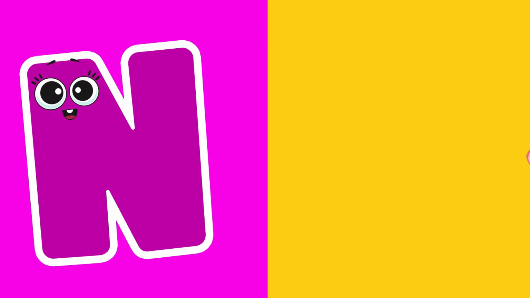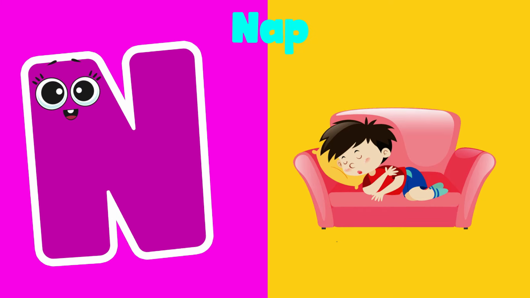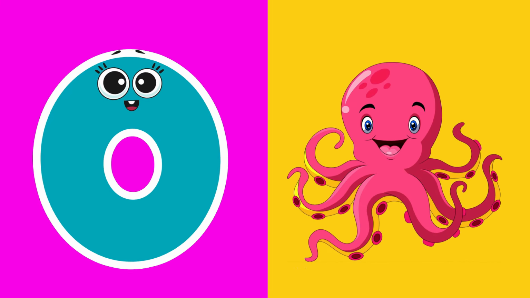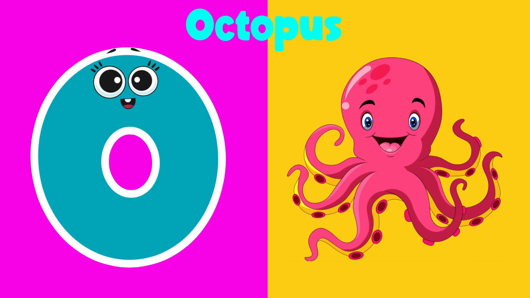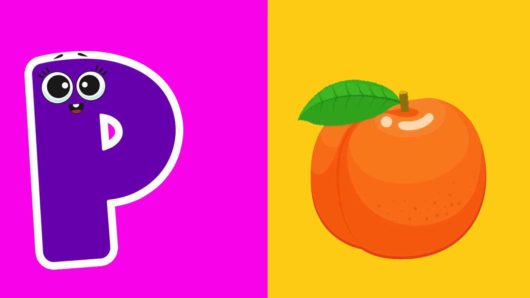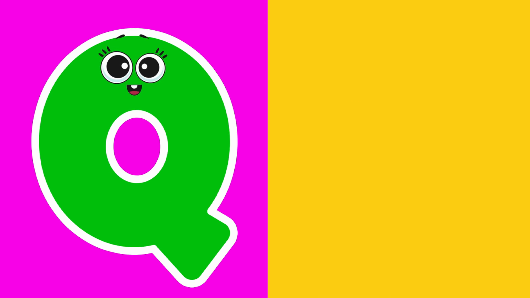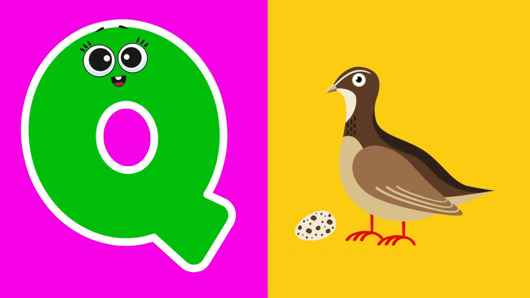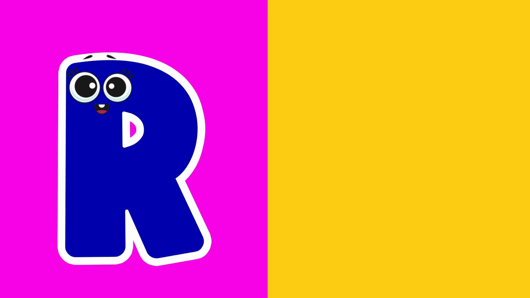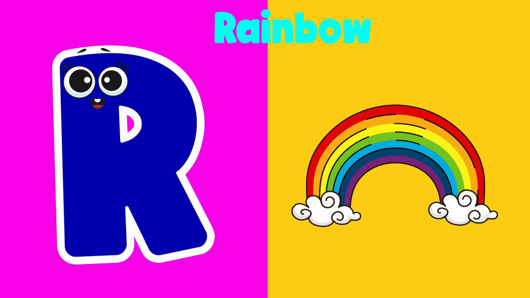N. Knob. Knob. O. Octopus. Octopus. P. Peach. Peach. Q. Quail. Quail. R. Rainbow. Rainbow.